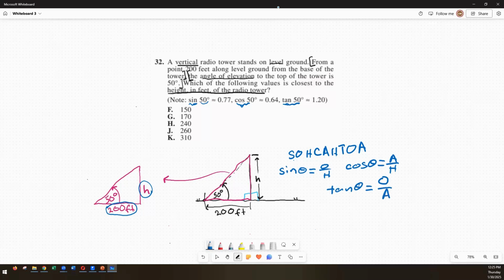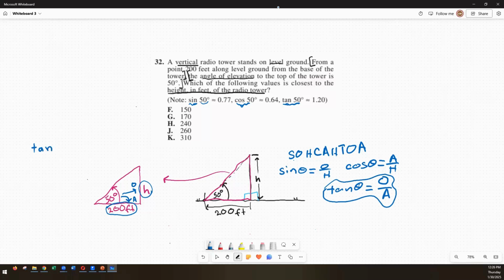So coming over here, the h is opposite of our 50 degrees. If we look from that angle out at the vertical portion of the triangle, the thing we want, that's opposite the angle, and then the ground is adjacent. It's kind of making up the side of the angle. So given that relationship, tangent is going to be my friend.